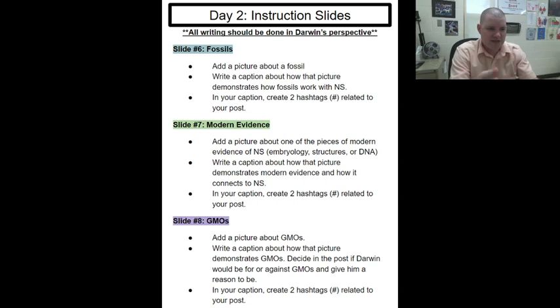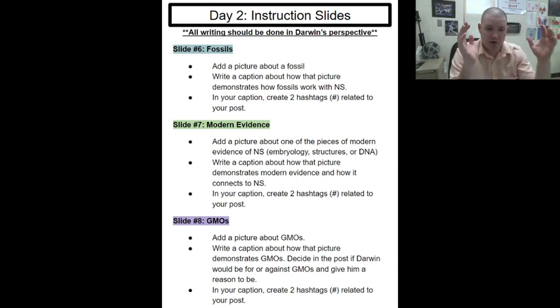So he would be saying all this stuff as far as whether he was for or against GMOs because of his ideas of natural selection. And then, like always, create those 2 hashtags somewhere in there. They don't always have to be at the end. You could make just a single word in there a hashtag, like hashtag boom, as soon as you talk about it. That makes it related to a post.